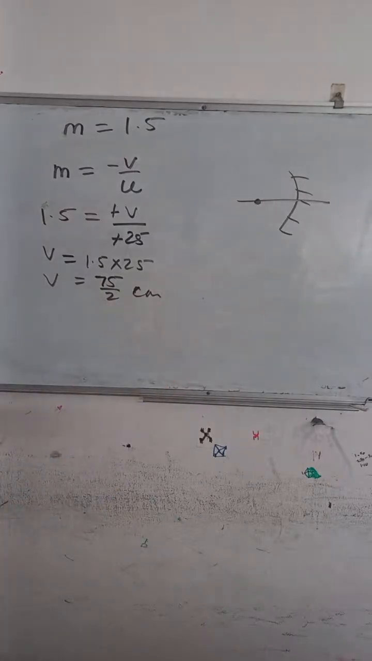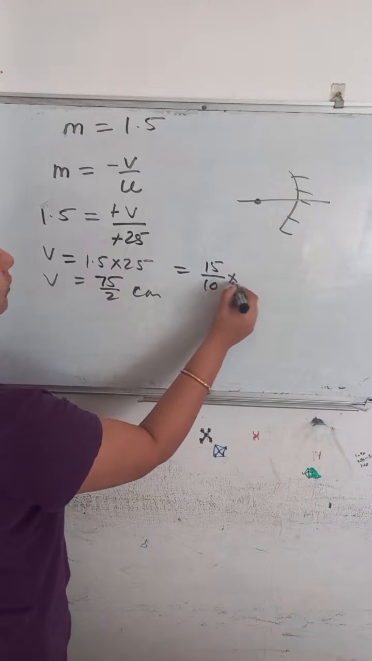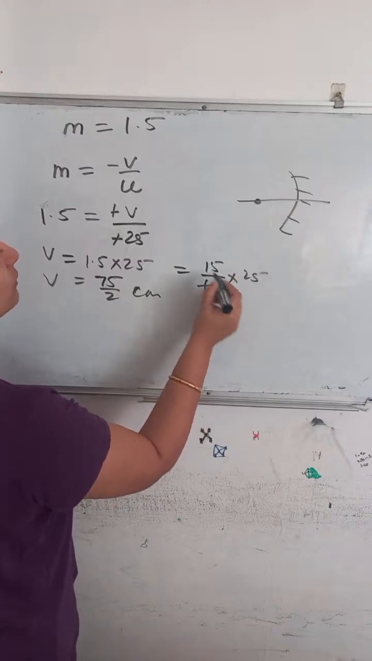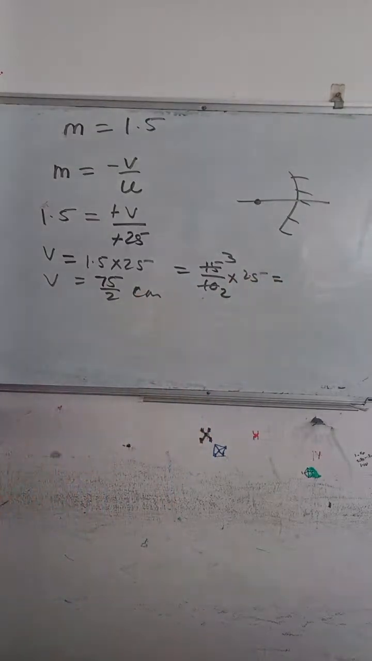Okay, so remove the decimal, that would be easy. 15 by 10. Then you will get V equal to 75 by 2. If you want, I will show you, 15 by 10 into 25. So 5 2s are 10, 5 3s are 15, 25 into 3 is 75 by 2.